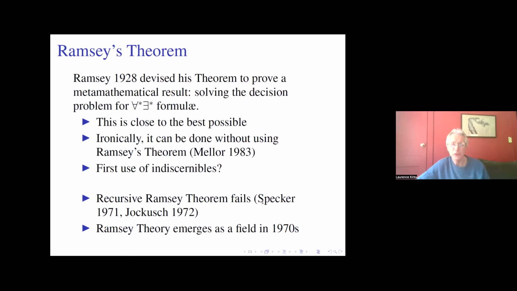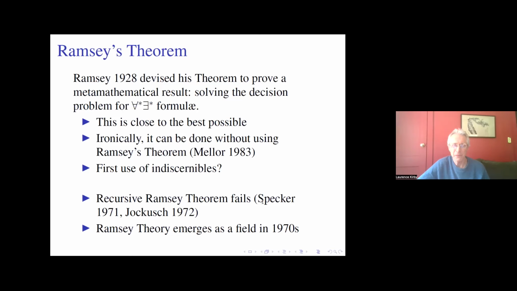Okay, and then a couple of remarks about the later history of Ramsey's theorem. We have Specker's theorem of 1971 that the recursive Ramsey theorem fails, meaning there's a recursive partition without a recursive homogeneous set. And Jockusch takes that much further and explores the recursion theoretic strength. And basically, to get the homogeneous set, you have to do a Turing jump.